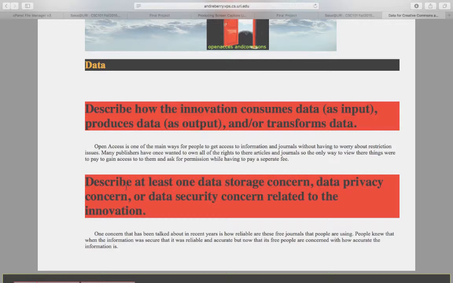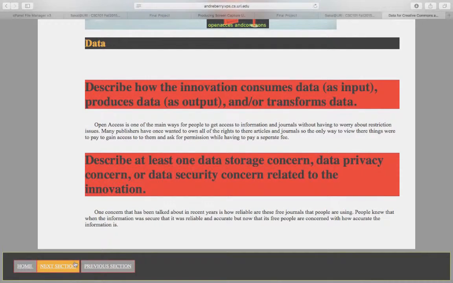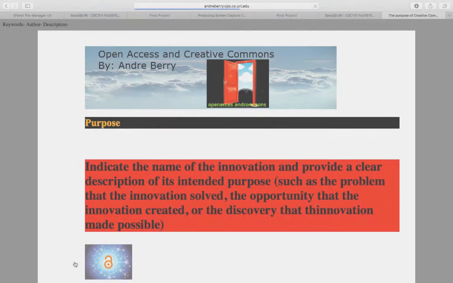One concern that has been talked about in recent years is how reliable these free journals and information are that we are using. People knew when information was secure that it was reliable and always right. But now that it's open, people are hesitant to use it because they're not sure if it's reliable enough or important information. So that's one thing making people hesitant.